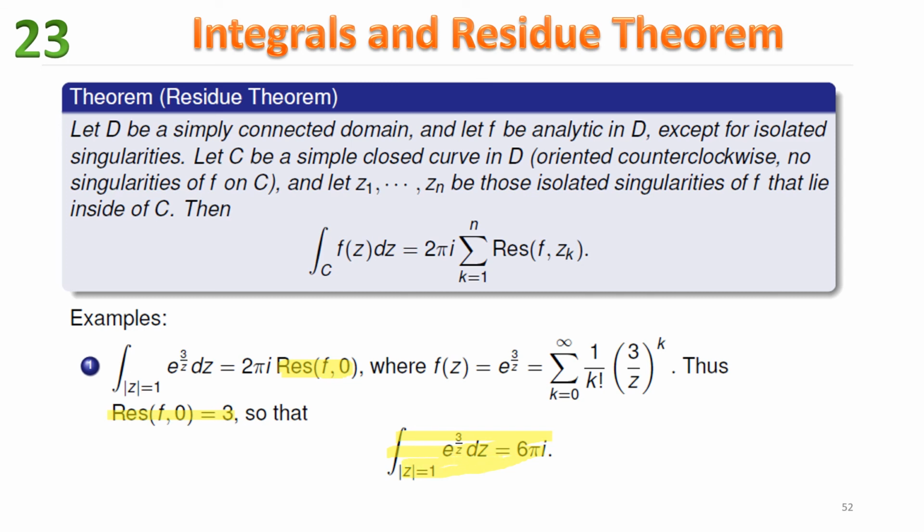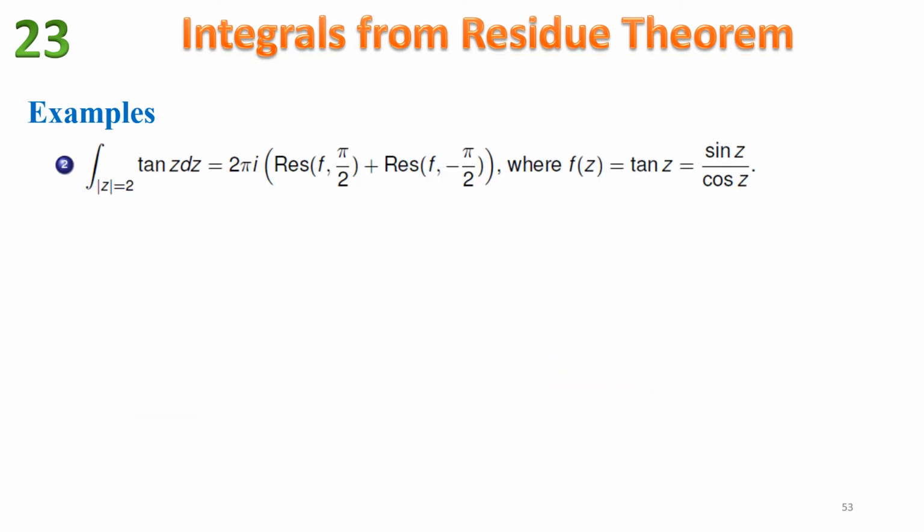So we are going to use the residue theorem for evaluating the integrals. Here are some more examples for better understanding. We are integrating tan z dz over the contour mod z equal to 2. So this is equal to 2 pi i times the sum of all residues inside the contour, and the function f is tan z, which can be written as sin z upon cos z.